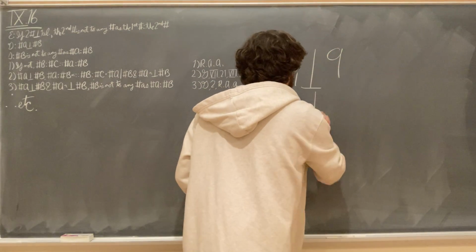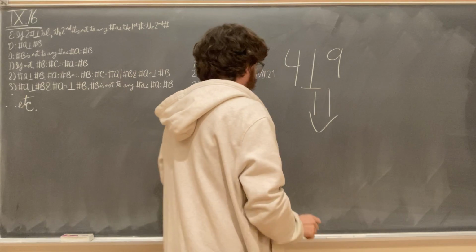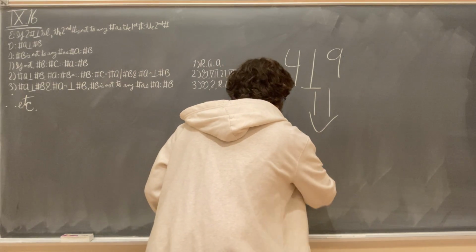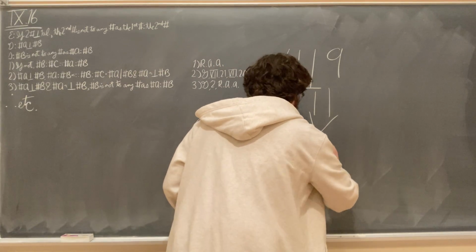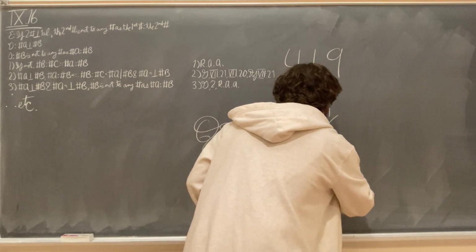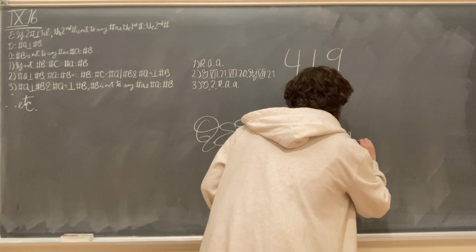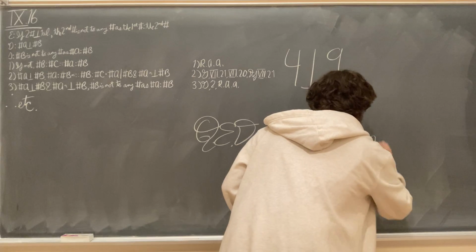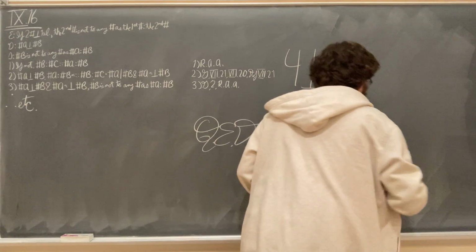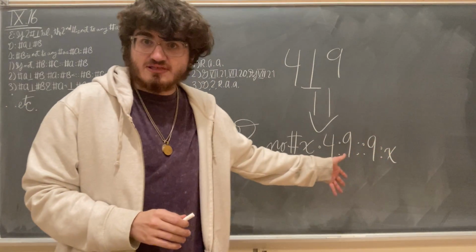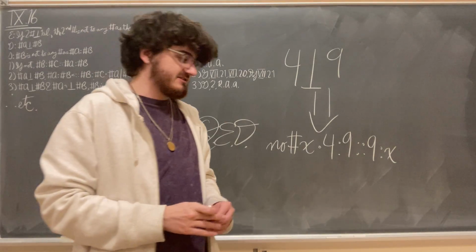We know that. So what this proposition tells us is that there is no number, just call it X, such that 4 is to 9 just as 9 is to X. There's no number that will satisfy this proportion.